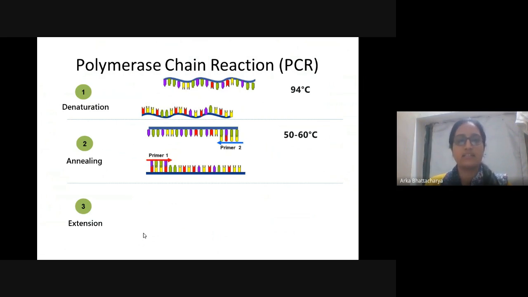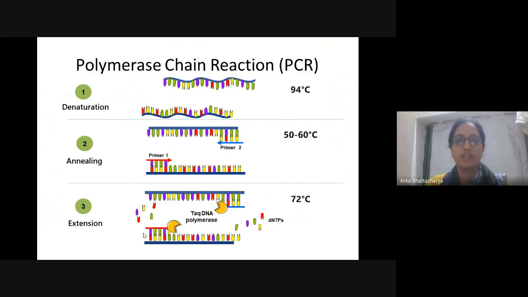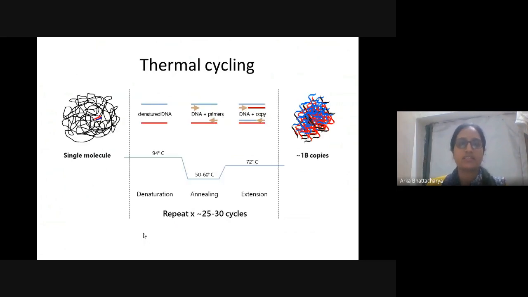When this gets annealed, the third step is the extension step, which occurs at 72 degrees Celsius with the help of Taq DNA polymerase. This Taq DNA polymerase, with the help of dNTPs, synthesizes new DNA strands, and hence we get multiple copies of our DNA. So this is the basic representation of the technique which I have told. We take the gene of interest, we denature at 94 degrees Celsius, then we anneal at 50 to 60 degrees Celsius depending on the primer GC content, and we extend at 72 degrees Celsius. Usually the number of cycles which we employ in this PCR technique is 25 to 30 cycles.